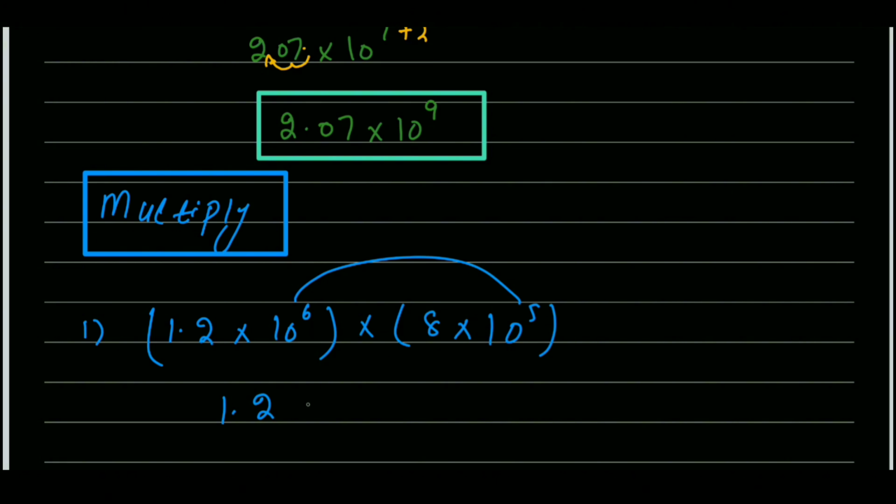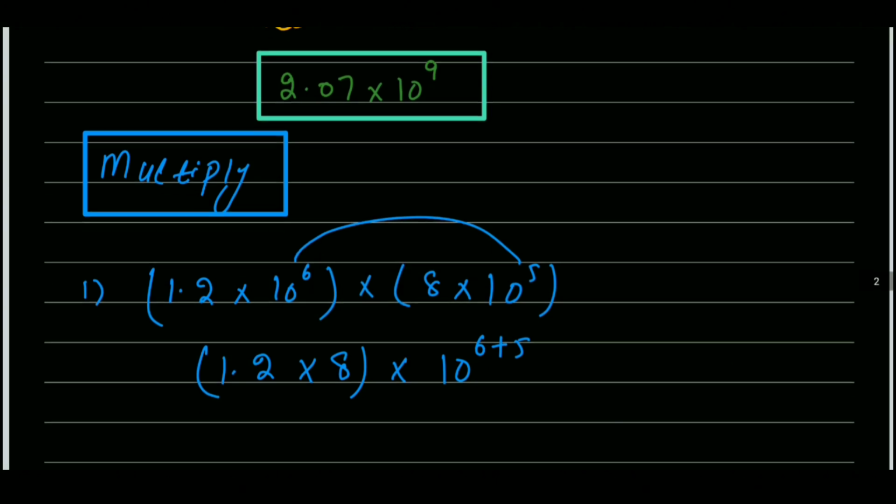1.2 multiply 8, this should be in one bracket, and multiply 10 raised to power 6 plus 5. As you know the rule of indices, in multiplication powers will be added. So bases are same, 10 raised to power 6 multiply 10 raised to power 5. Their bases are same, so we will add the powers and the base will be written once.